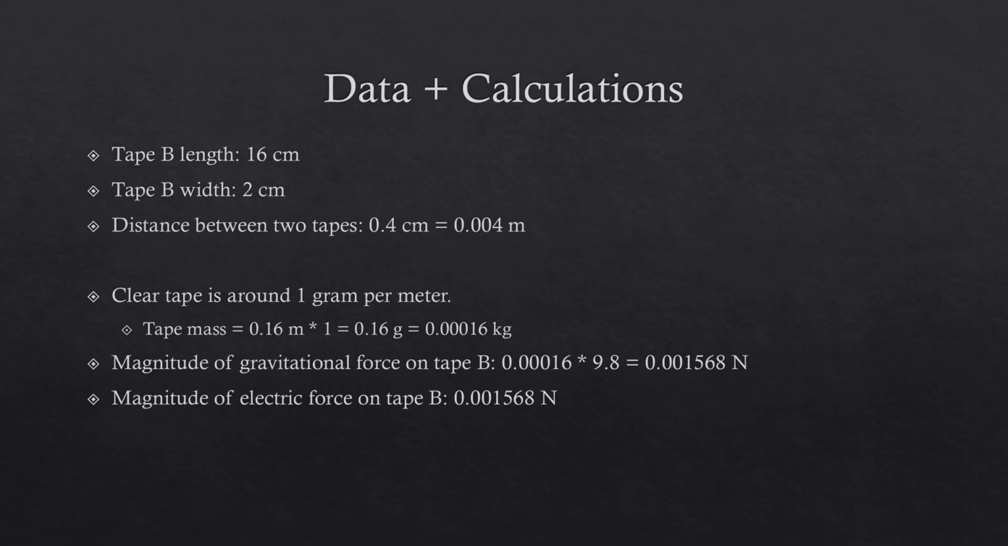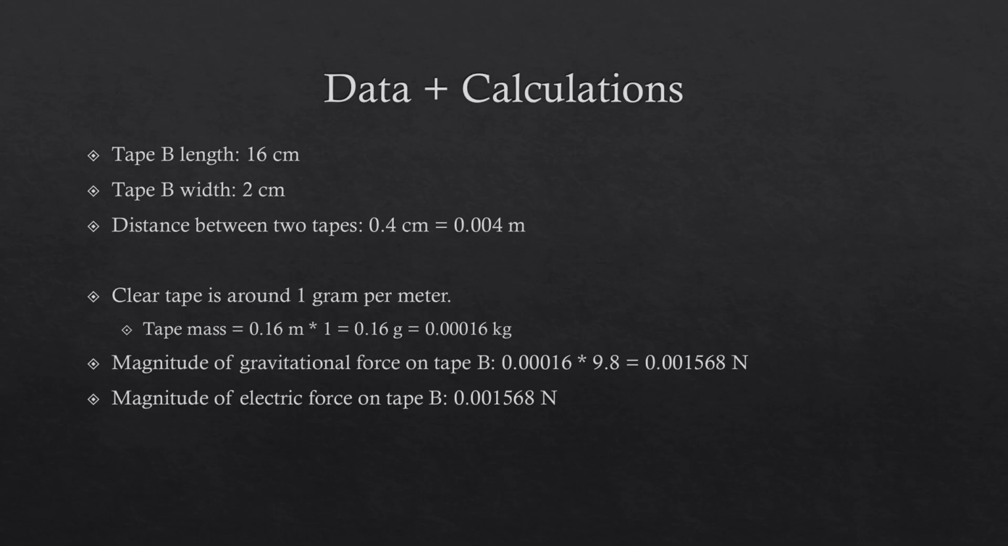Now onto the data and calculations. Tape B had a length of 16 centimeters and a width of 2 centimeters, and the distance between the two tapes was 0.4 centimeters. Using tape B's dimensions as well as the fact that clear tape is around 1 gram per meter, we can get that tape B had a mass of 0.16 grams.